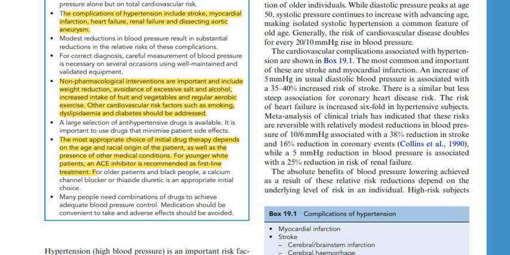The problem associated with hypertension is that there are no symptoms. As there are no symptoms, patient adherence and patient compliance is very low.